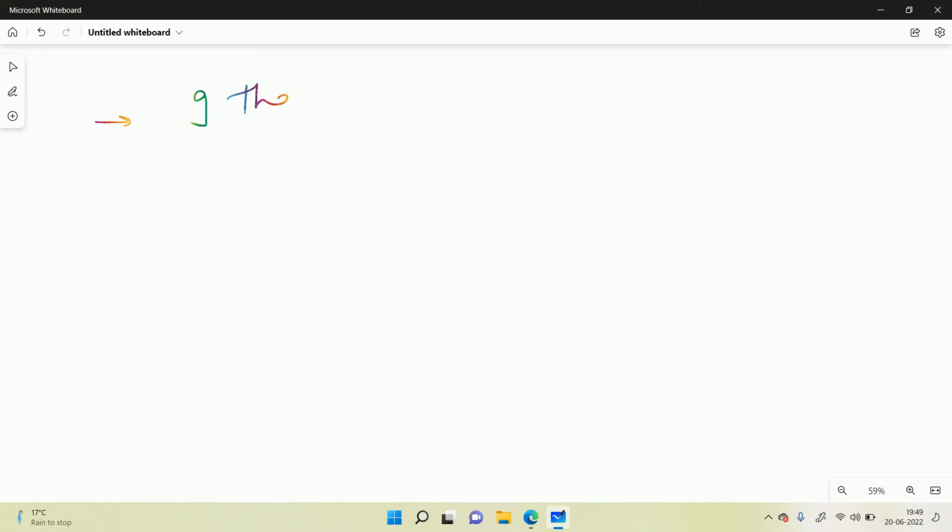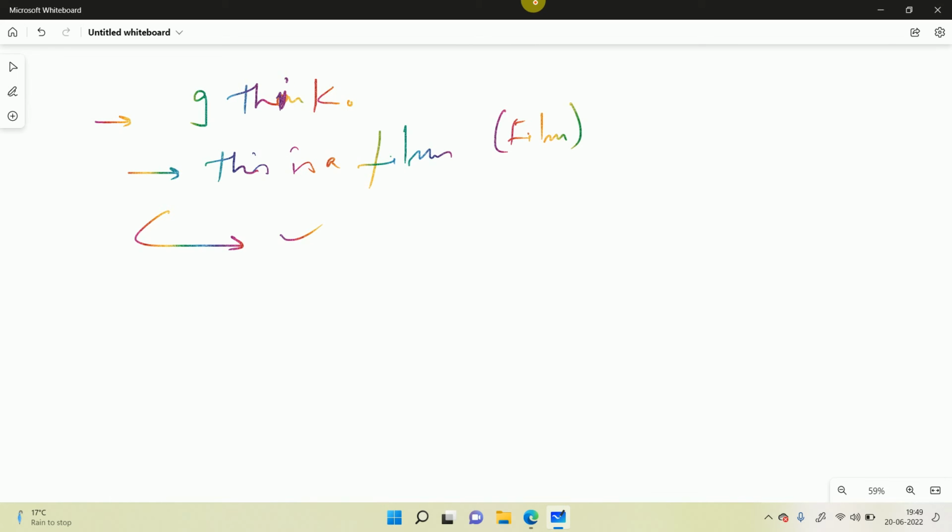I think, I-T-H-I-N-K, and the second sentence is, this is a film. So Ishita, can you give it a try? Okay, what do we call film in German? Film. You can say simply F-I-L-M. Ich denke, das Film ist. I'll write down. Ich denke. Perfect.